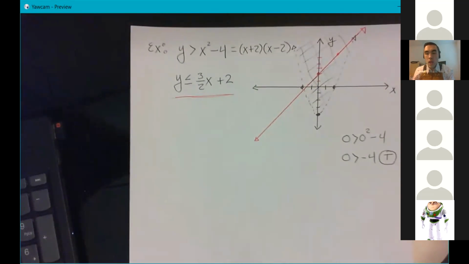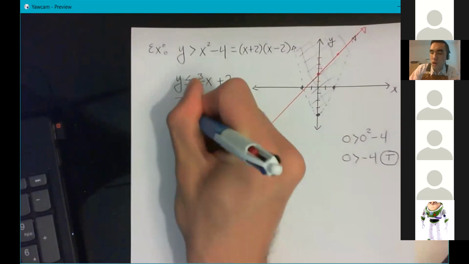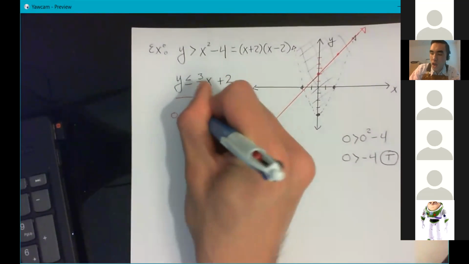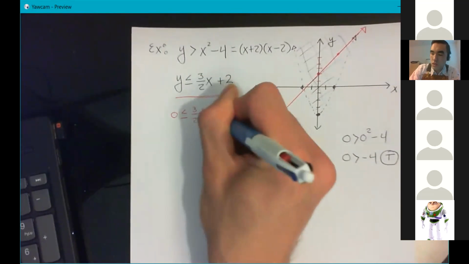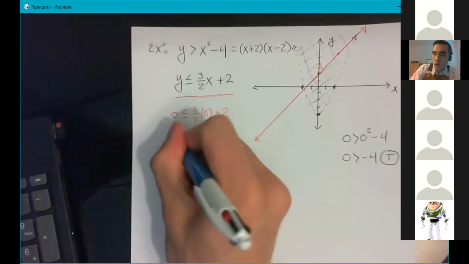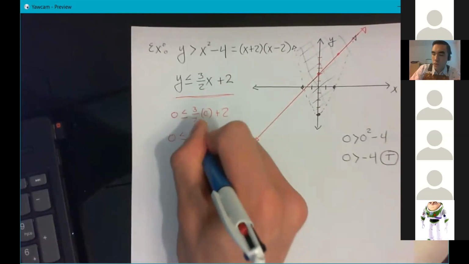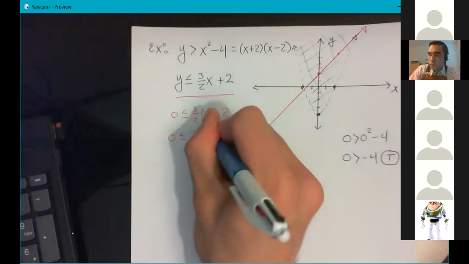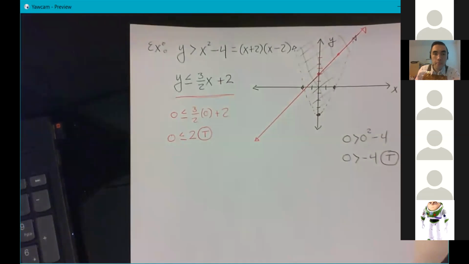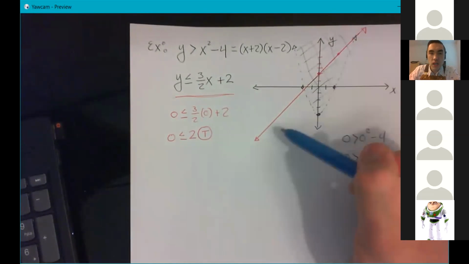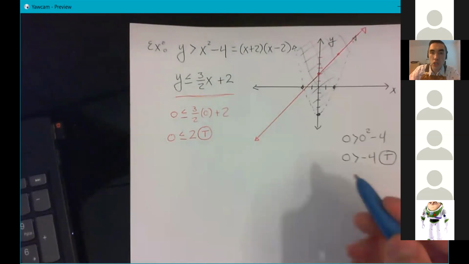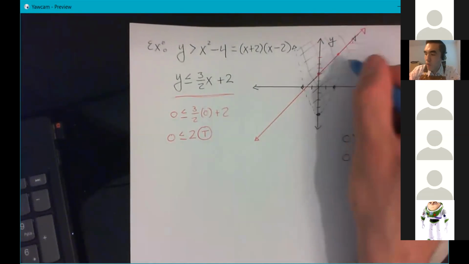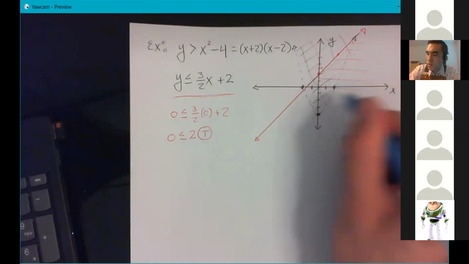So there's my line. And now, again, I'm going to choose a test point. Since 0, 0 is not on the line, that's a perfect test point. And so this is going to give us 0 is less than or equal to 3/2 times 0 plus 2, which is to say 0 is less than or equal to 2. Is that true or false? True. And so this is telling me that from this line, I'm going to shade in the direction of our test point, which is the origin. And so for the line, everything below the line is the solution region.